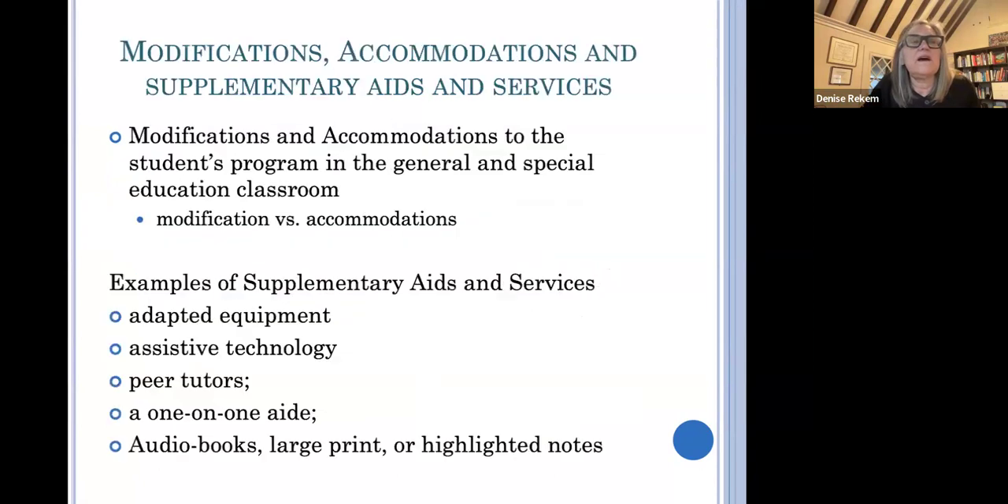Next slide. We also need to talk about modifications, accommodations, and supplementary aids and services that the child is going to be provided in order to both access the curriculum and make progress. These are modifications and accommodations to the student's program in the general or special education classroom, and you'll see this as listed in your IEP.